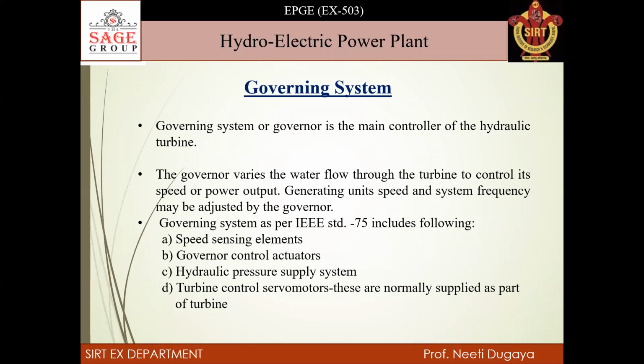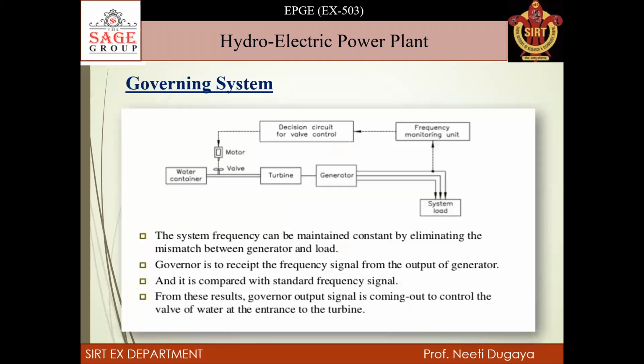electrical energy. So the governor system is the main controller of hydraulic turbine, and the governor varies the water flow through the turbine to control its speed and power output, and generating unit speed and system frequency may be adjusted by the governor. Right. So governing system as per IEEE standard 75 includes the following: number 1, speed sensing elements; number 2, governor control actuators; number 3, hydraulic pressure supply system; and number 4, turbine controls of the motor. And these we will study in detail in next lectures.